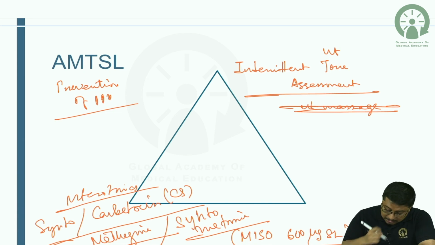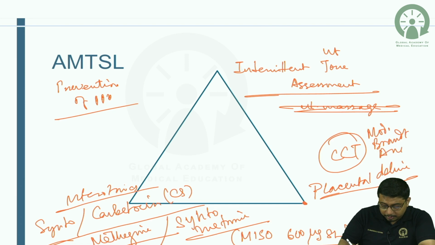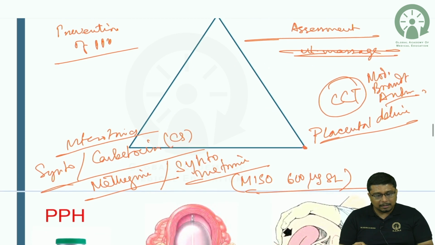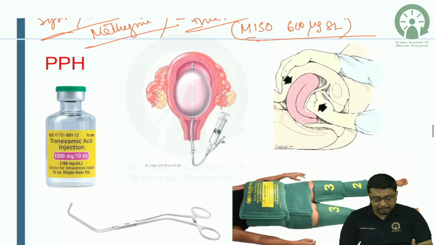And finally, last but not the least, placental delivery by controlled cord traction, to be done if expertise is available. It is also known as the modified Brandt-Andrews technique. So placental delivery by this, if expertise is available. If expertise is not available, then no need to worry, nothing extra to do. So these are certain image based questions.